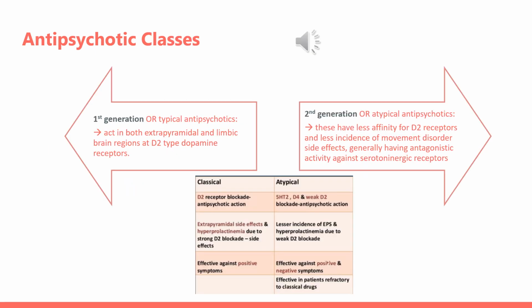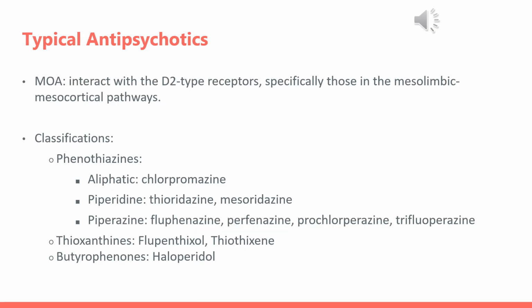As previously stated, there are two classes of antipsychotic drugs. The first generation, or typical antipsychotics, act in both the extrapyramidal and limbic brain regions at the D2 dopamine receptors. The second generation, or atypical antipsychotics, have less affinity for D2 receptors and less incidence of movement disorder side effects, generally having antagonistic activity against serotonergic receptors.